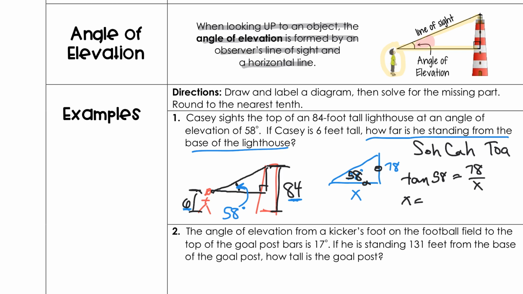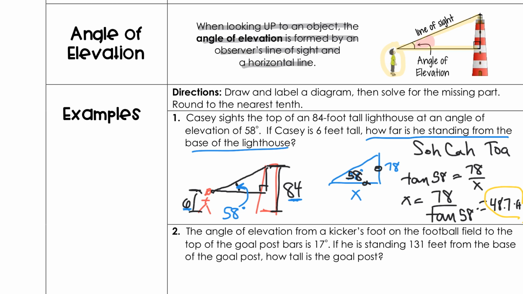So x is equal to 78 divided by the tangent of 58 degrees. So 78 divided by the tangent of 58 comes out to approximately 48.7 feet. So our answer is 48.7 feet. That's what we have here.